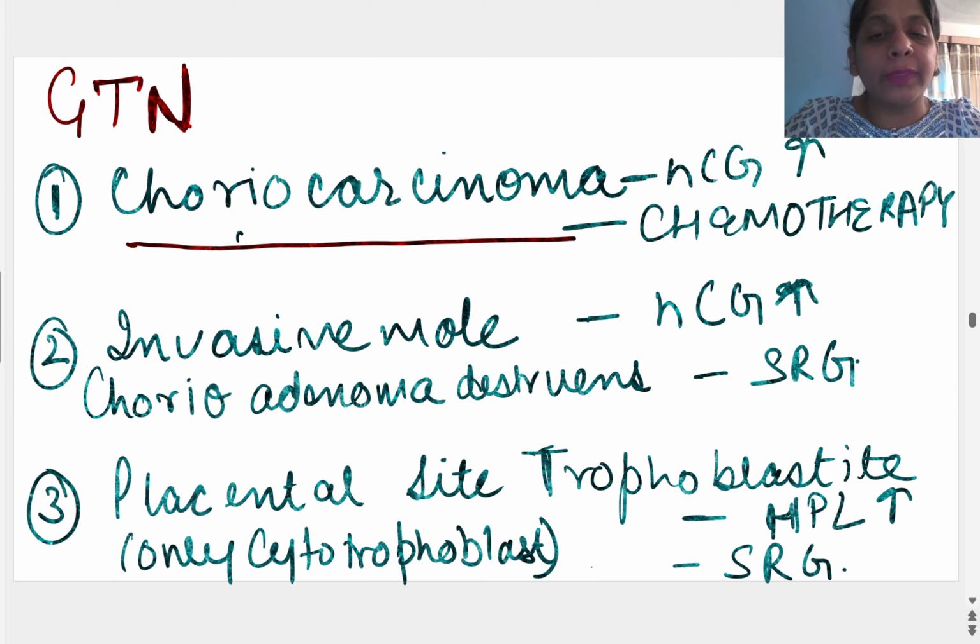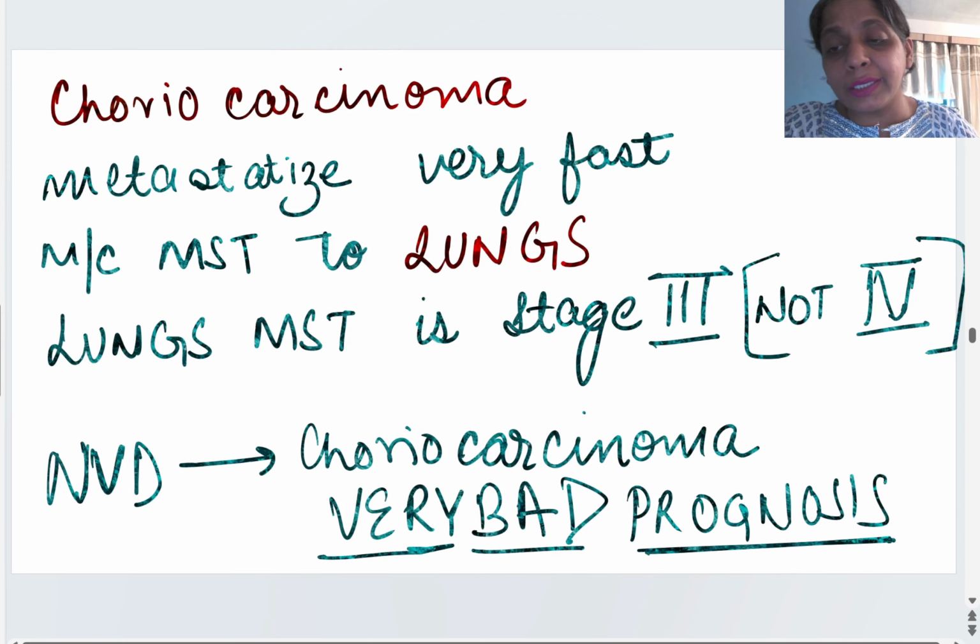The third type is placental site trophoblastic tumor, where only cytotrophoblast proliferates, so HCG doesn't increase, HPL increases, and here the treatment is surgery. Okay, the next is a few one-liners about choriocarcinoma.